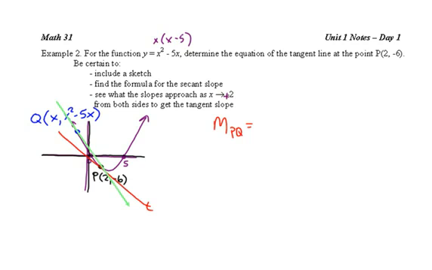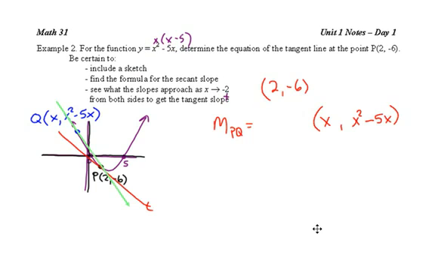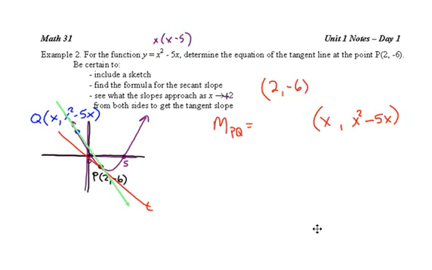So what are our 2 points? X squared minus 5x and x. That's one of them. What's the other one? 2 and negative 6. Let's go the other way around though, right? Like this. Minus 5x.